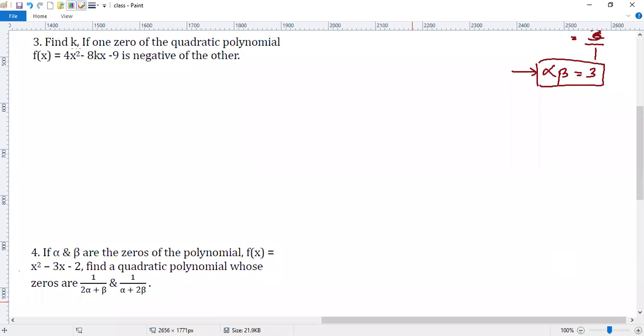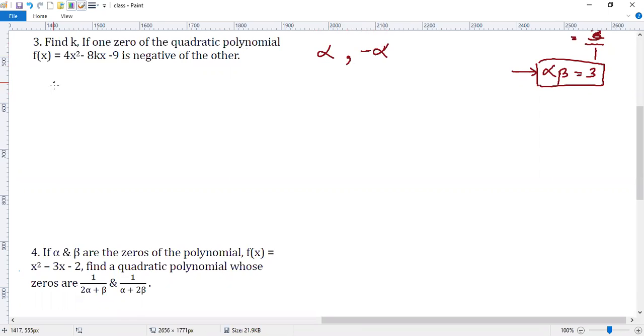Question number 3, what is given? You have to find the value of k. One zero of the quadratic polynomial is the negative of the other. That is, if one zero is alpha, the other zero is minus alpha. That is, we take beta is equal to minus alpha. Understood? So one zero is the negative of the other is what is given.